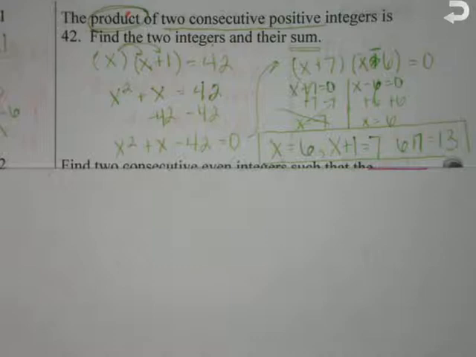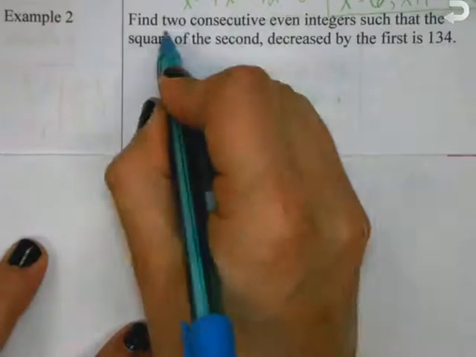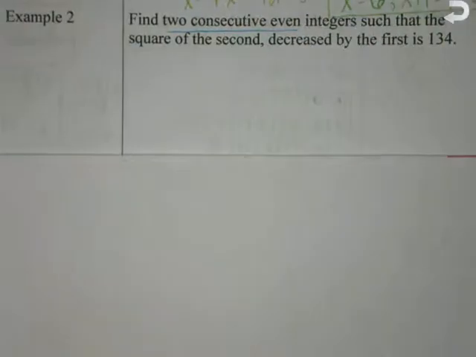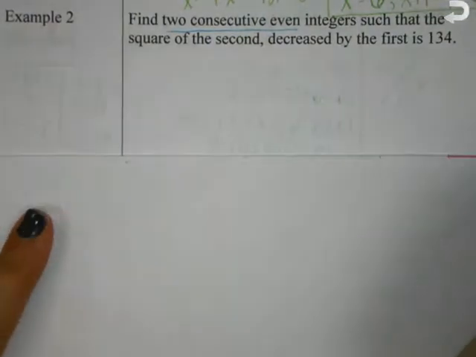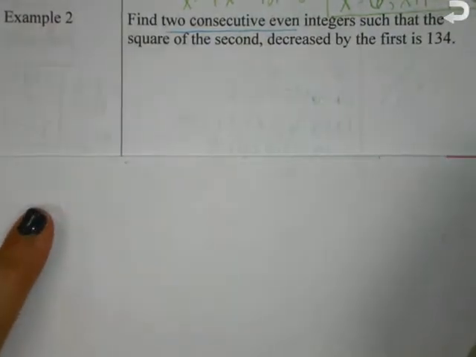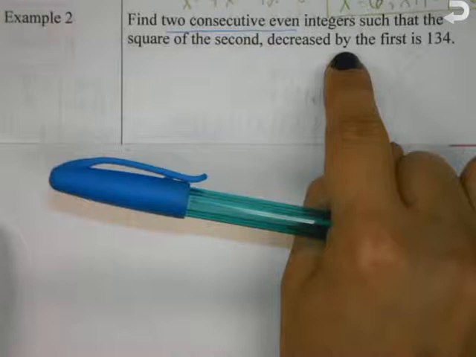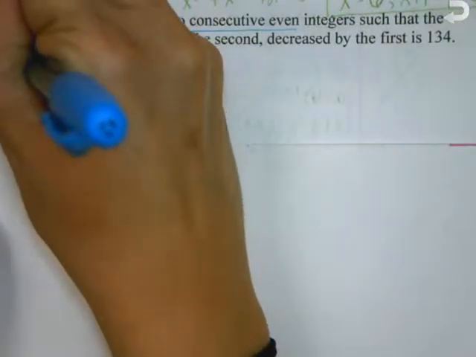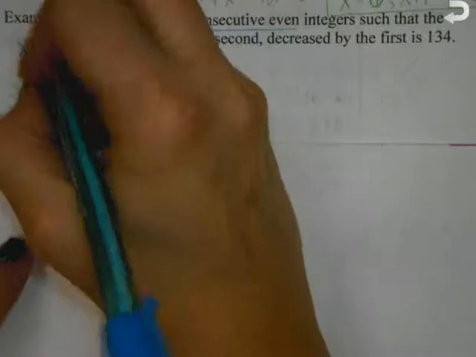So example 2, we want to find two consecutive even integers such that the square of the second decreased by the first is 134. So there's a lot of information there. Okay? Alright. So if I'm looking for consecutive even integers, I'm going to list them here. The first one is x. What would the next one be? X plus 2. Good. So x and x plus 2, those are our two integers that we're working with.